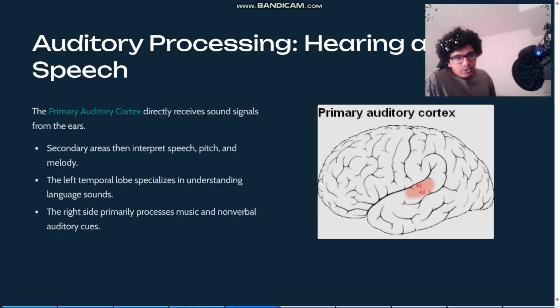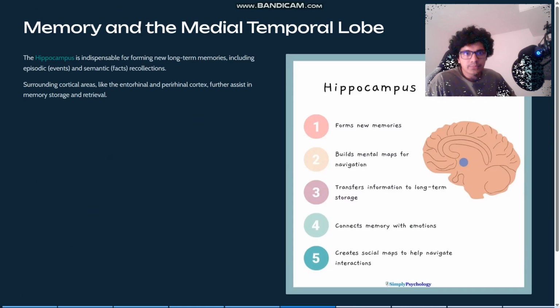And the left temporal lobe specializes in understanding language sounds. The reason the left and right are mentioned is that the temporal lobe spans both hemispheres, so it's present on both the left and right sides of the brain. That's why they are often referred to as a pair of lobes as opposed to an individual lobe itself. Then you have the right side, which is primarily processing music and nonverbal auditory cues.